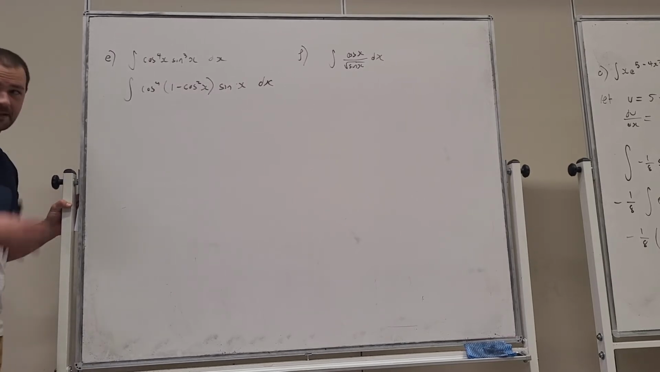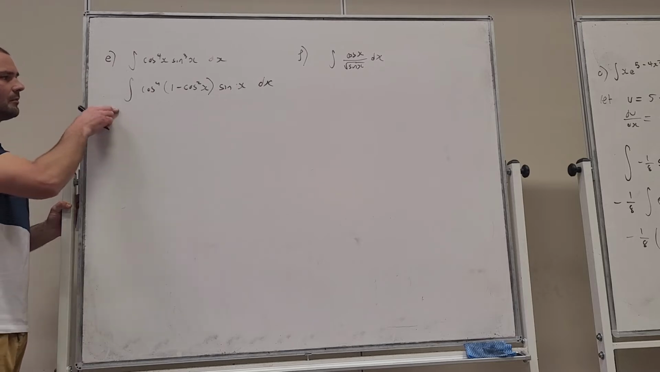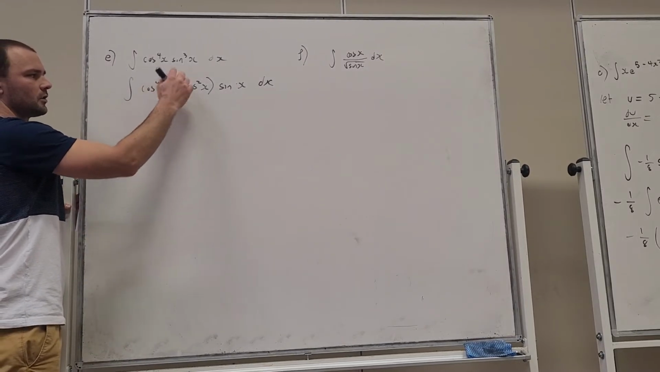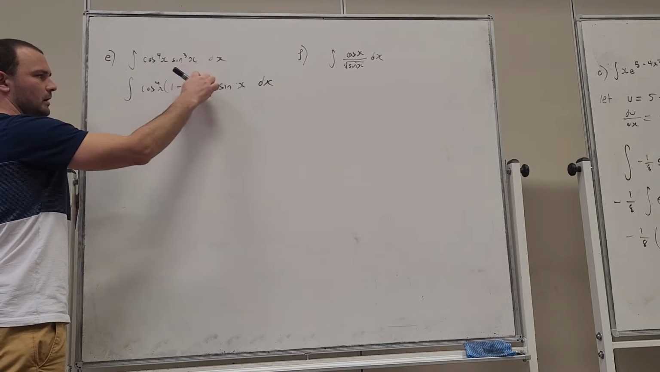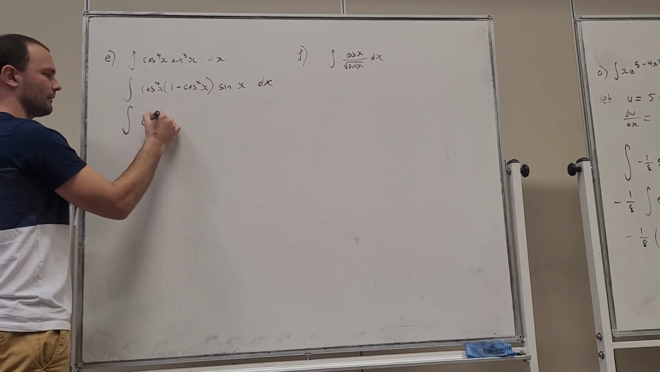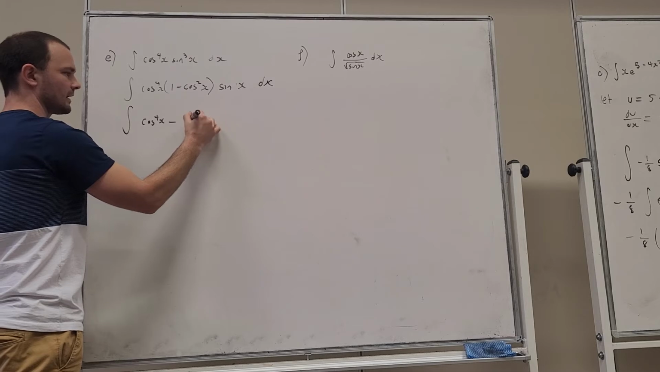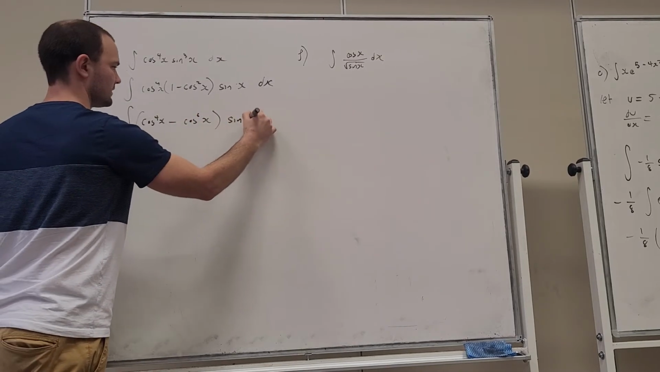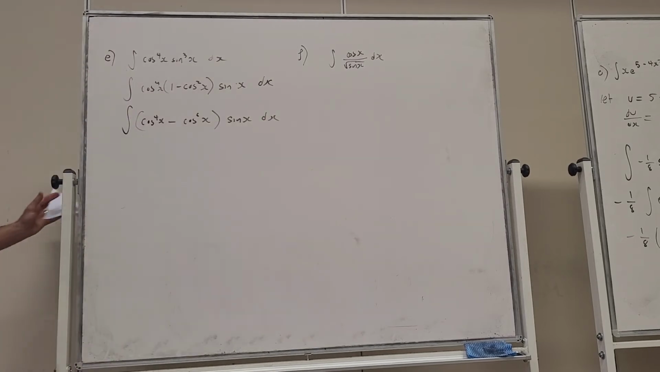Alright. So this one, not something that's obvious, right? Something that we have to manipulate. Now what we're going to do is distribute this cos to the power of 4x into this bracket. So what we'll be left with is cos to the power of 4x, take cos to the power of 6x, and then we have this sine x with regards to dx out in front of the bracket.